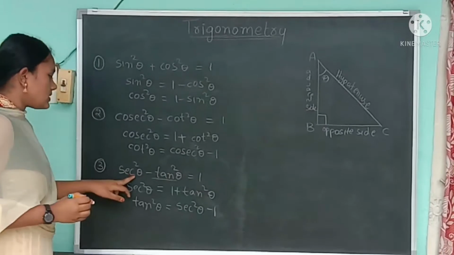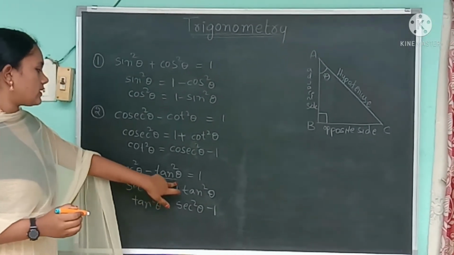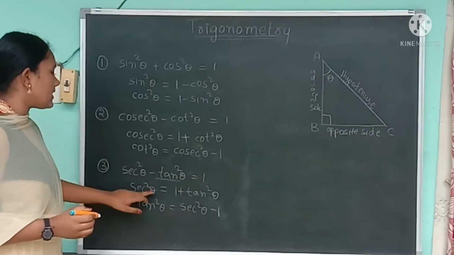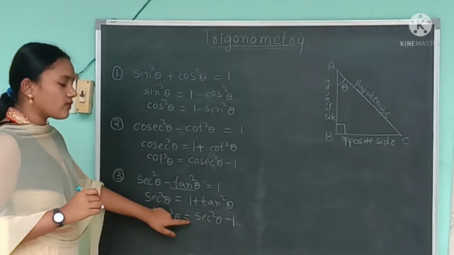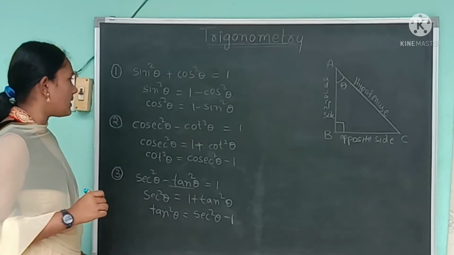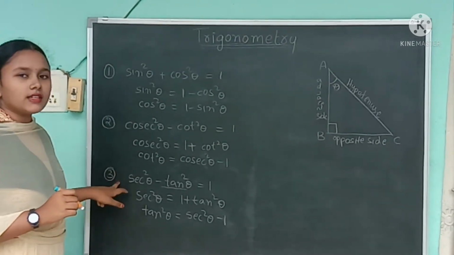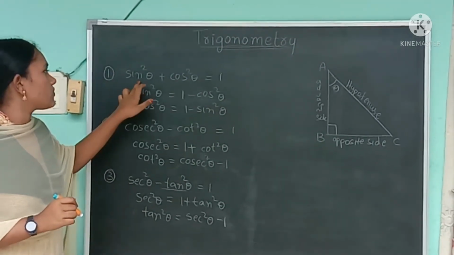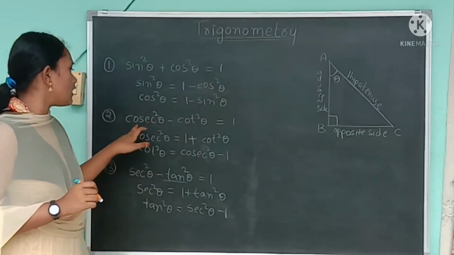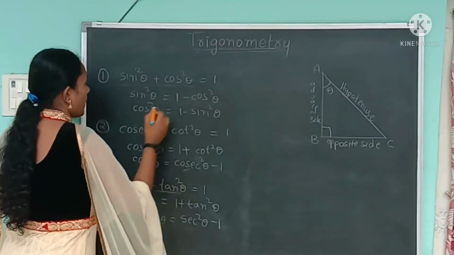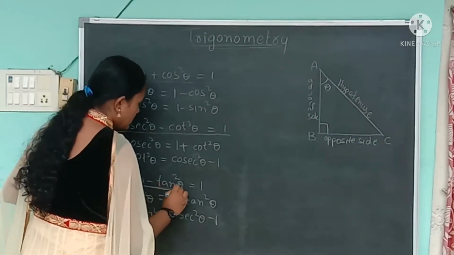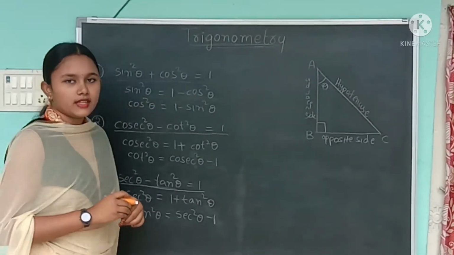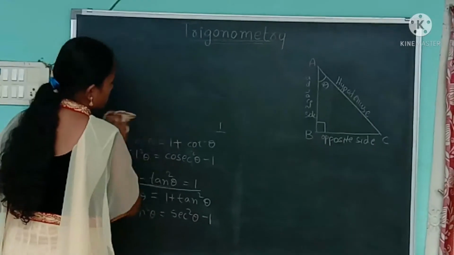So secant square theta minus tan square theta is equal to 1. Secant square theta is equal to 1 plus tan square theta, and tan square theta is equal to secant square theta minus 1. So these are the three trigonometric identities. Sin square theta plus cos square theta is equal to 1. And cosecant square theta minus cot square theta is equal to 1. And secant square theta minus tan square theta is equal to 1. Done.